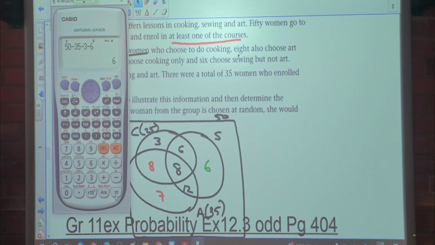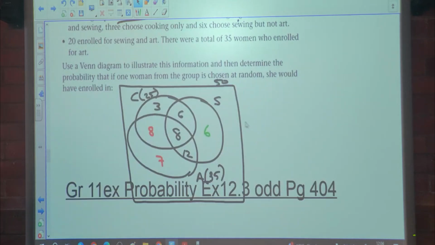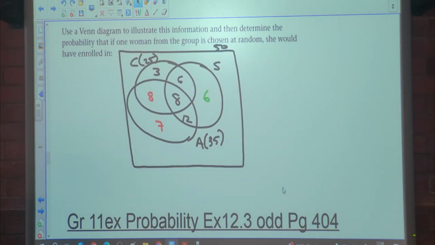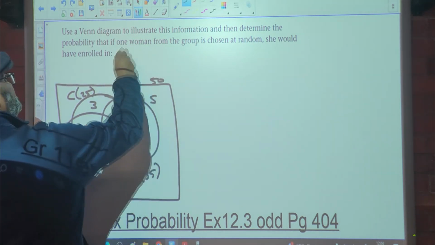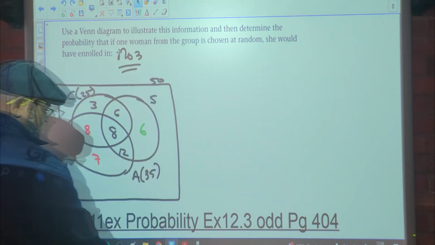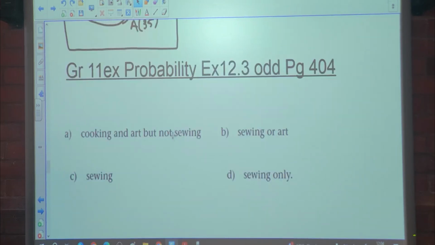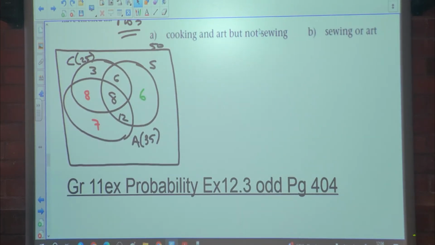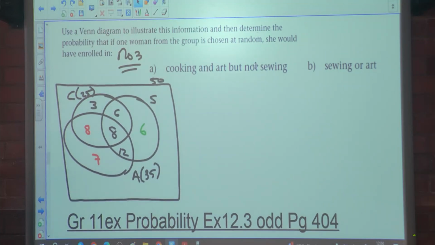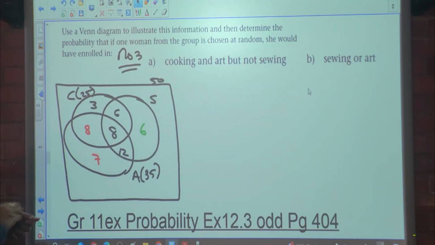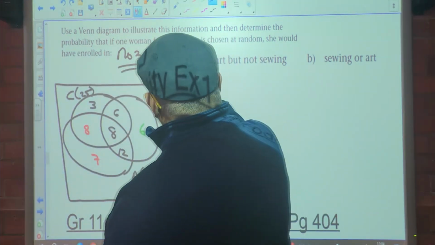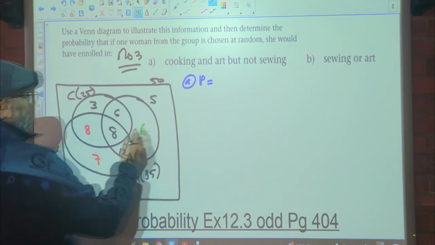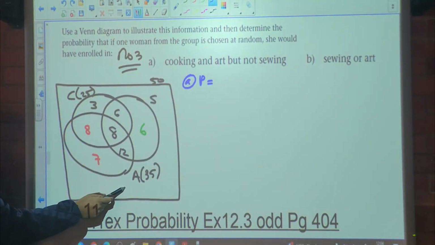Okay. So let's answer the other part of the question. This is number 3. The first question says, or A, we are told, calculate the probability that the person chosen at random has enrolled in cooking and art but not sewing. Cooking and art but not sewing.